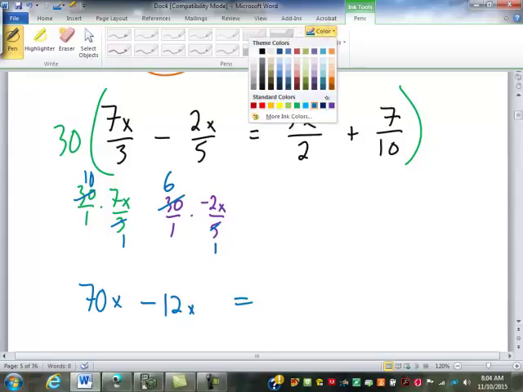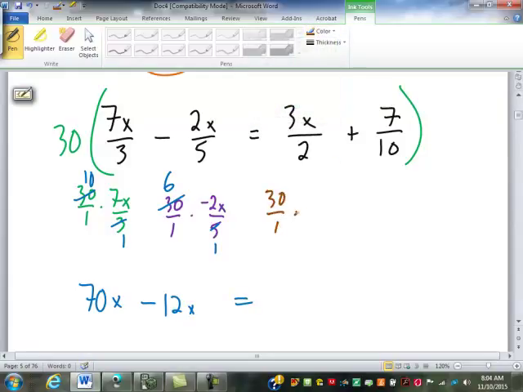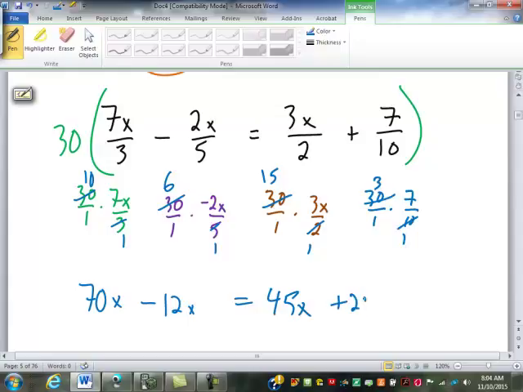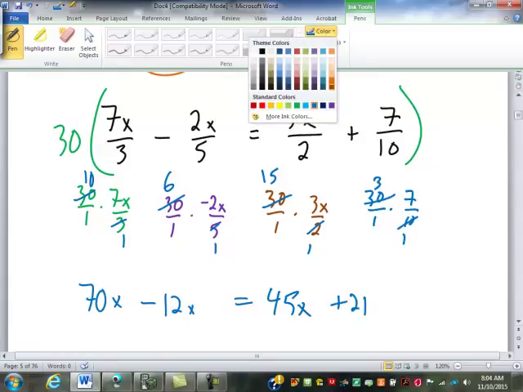Equals 30 over 1 times 3x over 2. And we do get the 2 and the 30 cross cancel, give me 1 and 15. 15 times 3x is 45x. And 30 over 1 times 7 over 10. The 10 and the 30 cross cancel, give me 3 and 1, gives me 21. Then what?